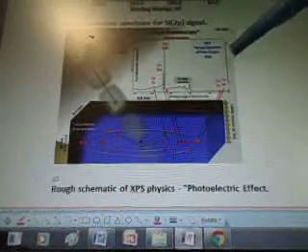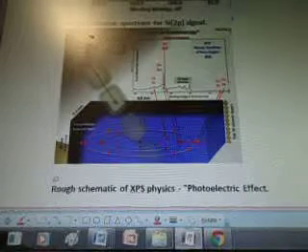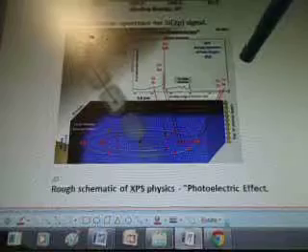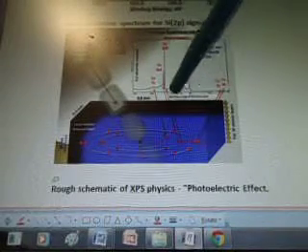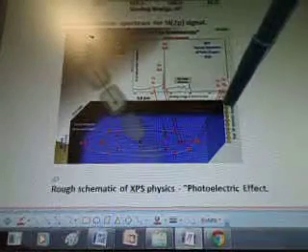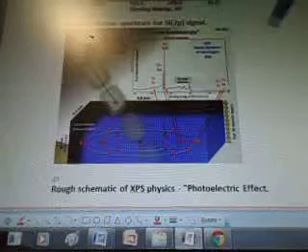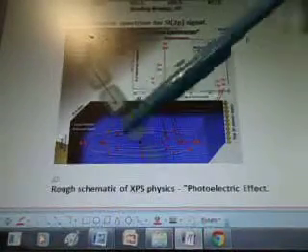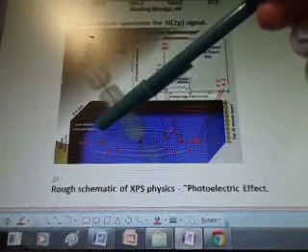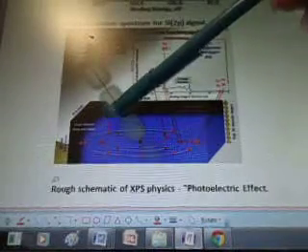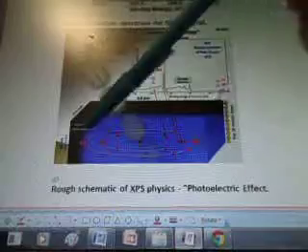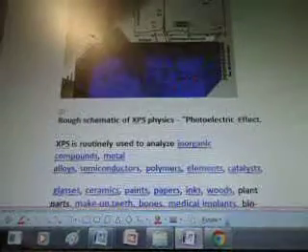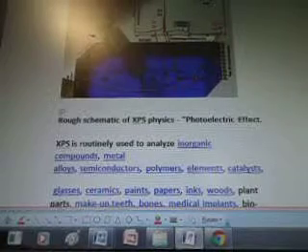XPS survey spectra of pure copper, and we do use copper alloys with the nodes and the microwires to send signals to each other. So this is X-rays excite atoms, electrons jump out, top 20 atomic layers there, usual analysis areas and depth. Looks like the solar system. Okay, so that's a rough schematic of XPS physics, photoelectric effect.